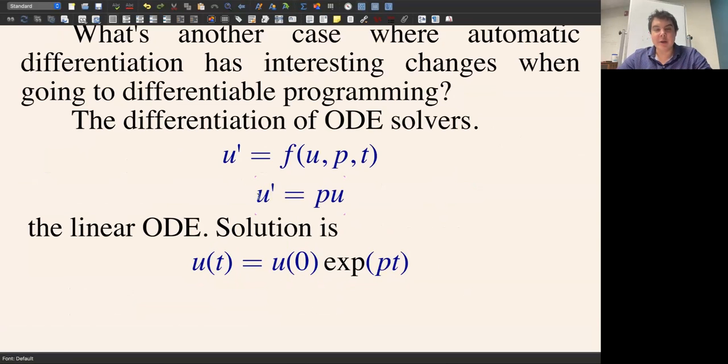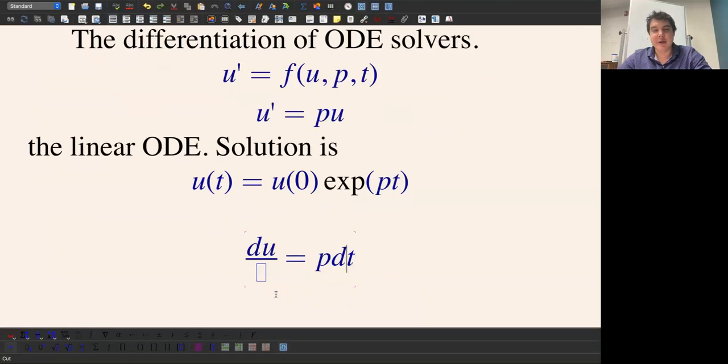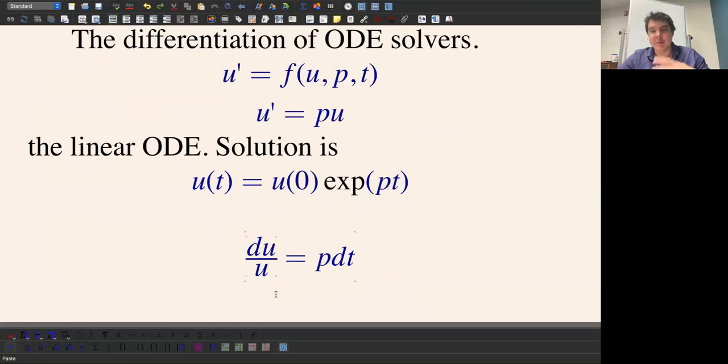Right. So the way that you do this is, remember, you just do du/dt equals pu, and then you move this over. This is kind of funky algebra. That's not quite true, but this is the general derivation that people do. You move this over, and then you integrate both sides.